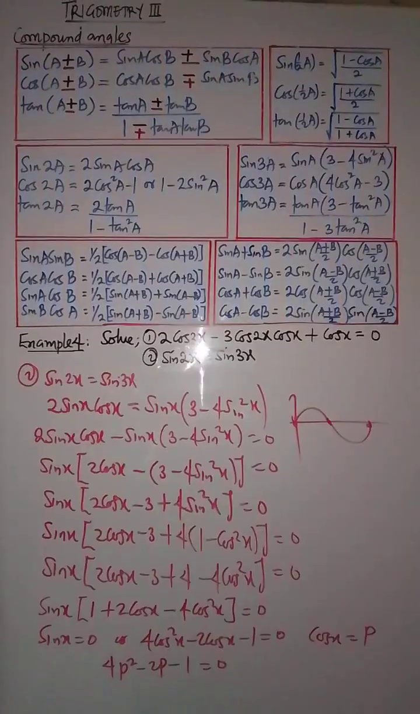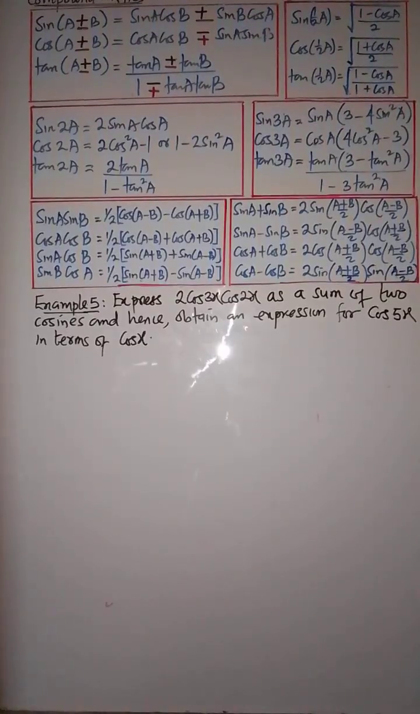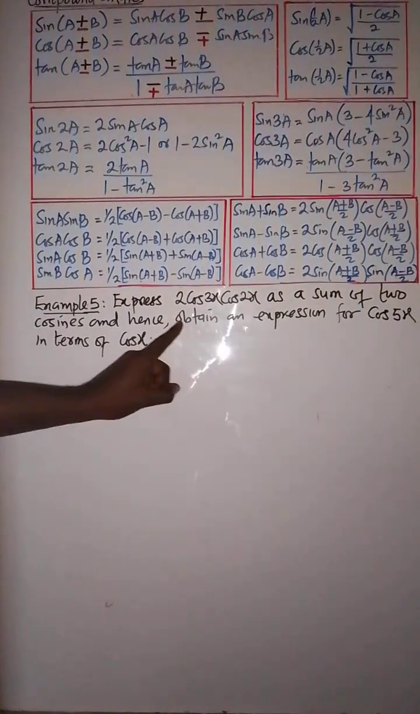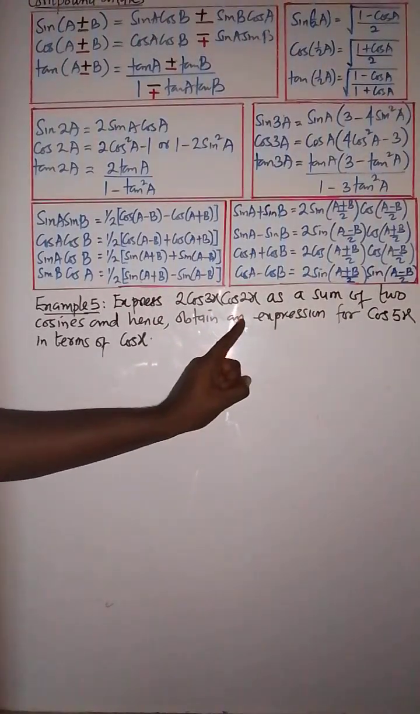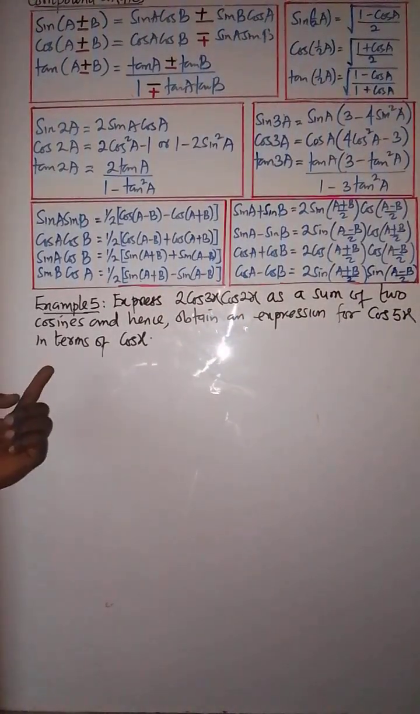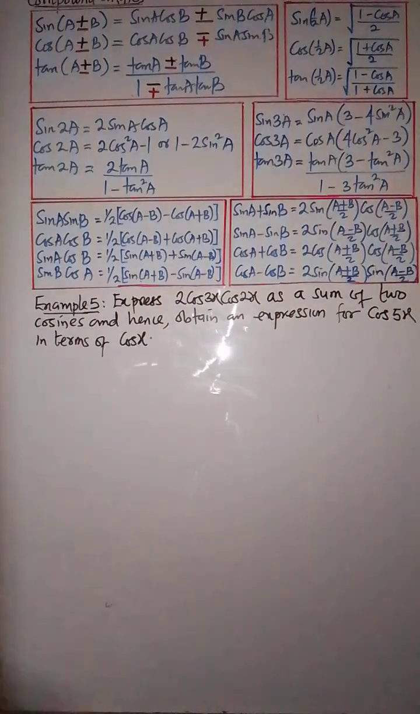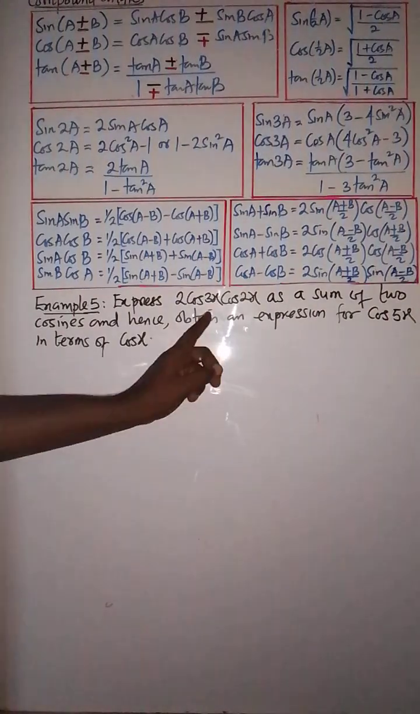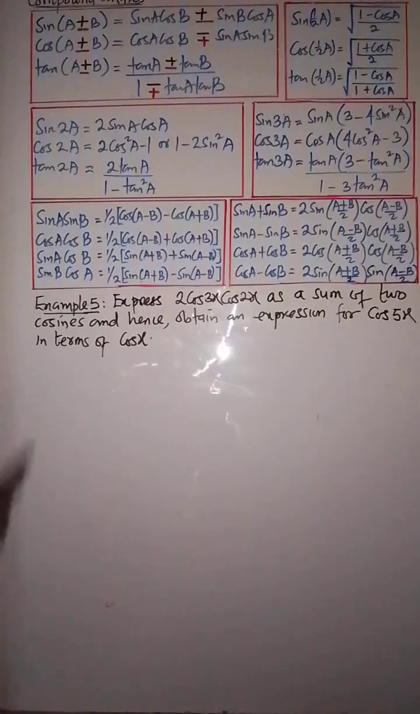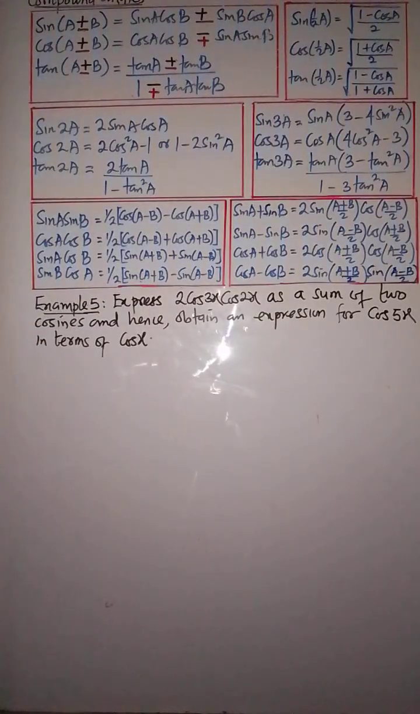So finish this, then the last question. Now look at this last question. Express 2 cos 3x cos 2x as a sum of 2 cosines. So cos as a sum of 2 cosines. This is product to sum. Is it product cos to what? You have to use this formula straight.